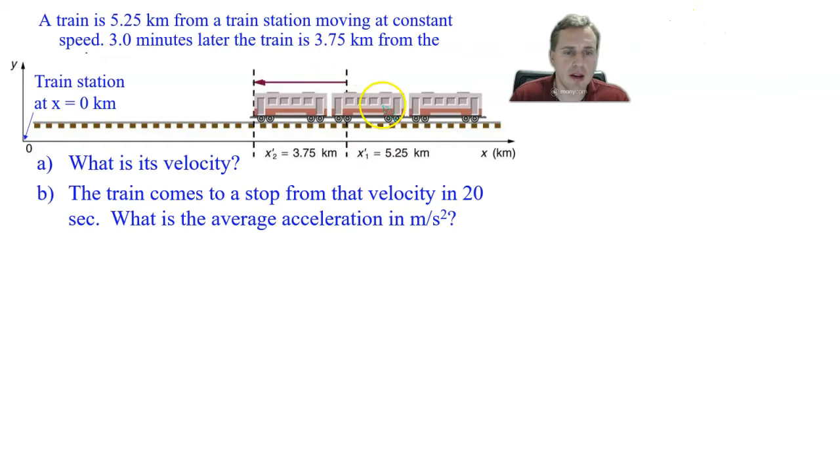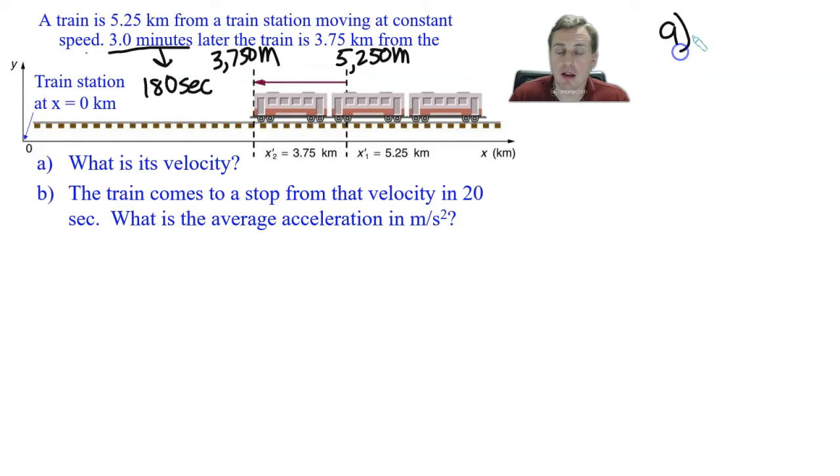So we know that this position right here, that we're calling x1, is 5,250 meters from the train station. This final position, x2, is 3,750 meters. That's just converting kilometers to meters using SI units and metric conversion. We also know that 3 minutes, again converted, since there are 60 seconds in a minute, is 180 seconds. We want to know its velocity.